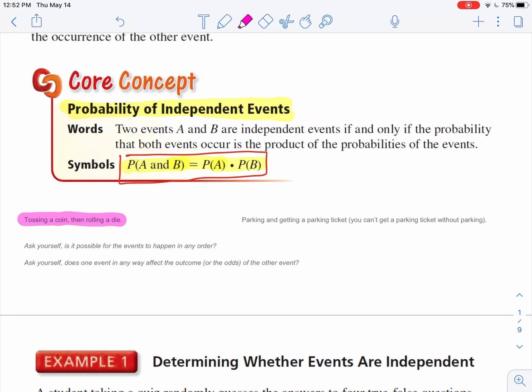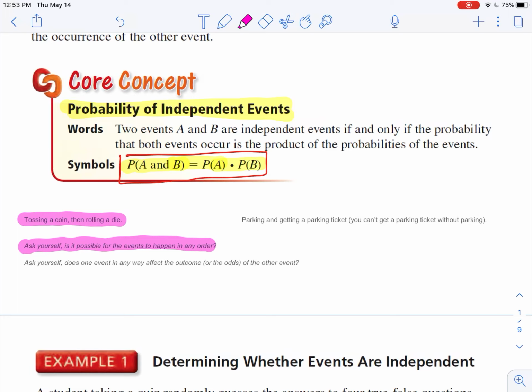Well, there's really two questions you need to consider. You should ask yourself, is it possible for the events to happen in any order? If the order in which they happen isn't important, then the events are usually independent. So considering tossing a coin and then rolling a die, since you could toss the coin and then roll a die, or vice versa, you could just as easily roll the die and then toss the coin, it's a pretty good indicator that those two events are independent of one another. They don't affect each other.